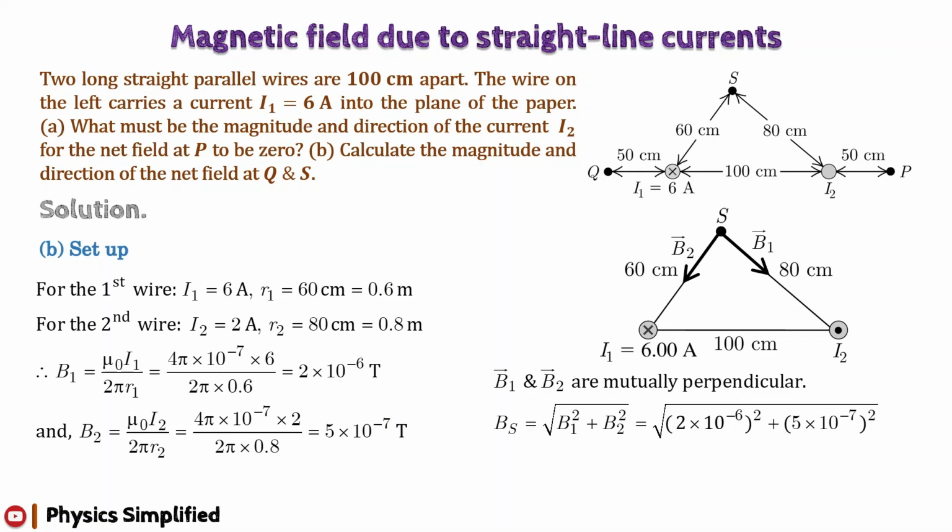Now, substituting the values and simplifying, we get B_S is equal to 2.06 into 10 to the power minus 6 Tesla. If we consider B_S makes an angle alpha with B1, then alpha is equal to tan inverse of B2 divided by B1, which is equal to 14.04 degrees. So, the net magnetic field at point S is 2.06 into 10 to the power minus 6 Tesla, and is inclined at an angle of 14.04 degrees with B1.